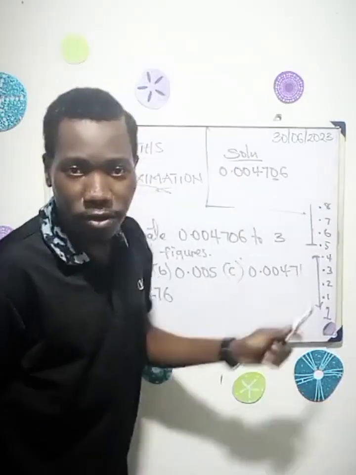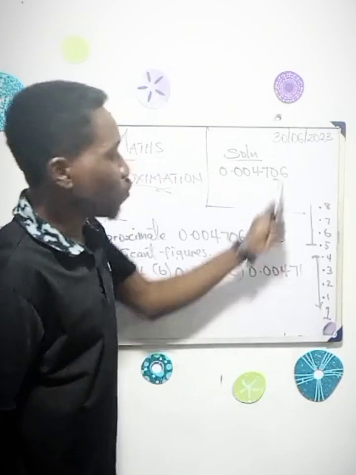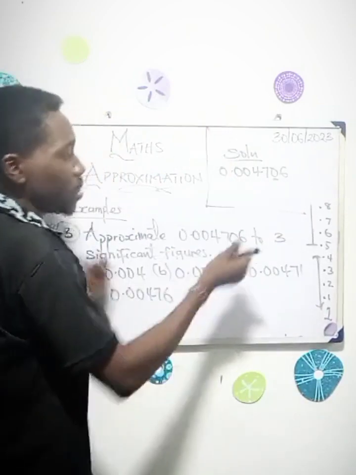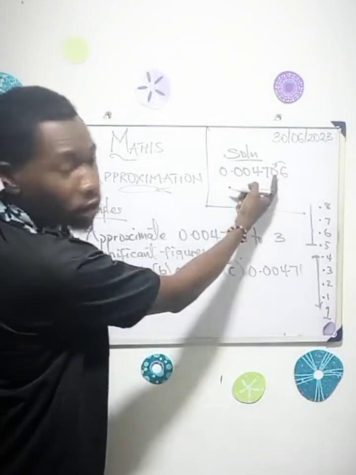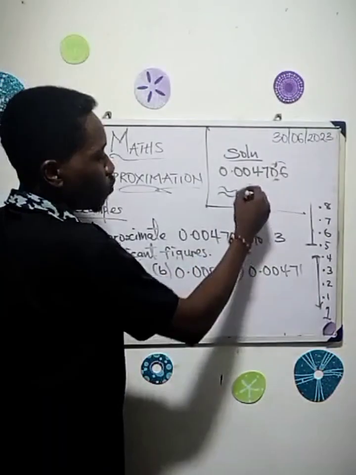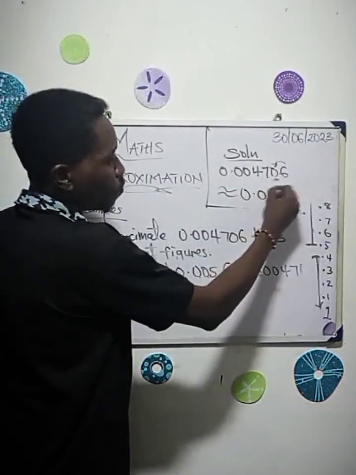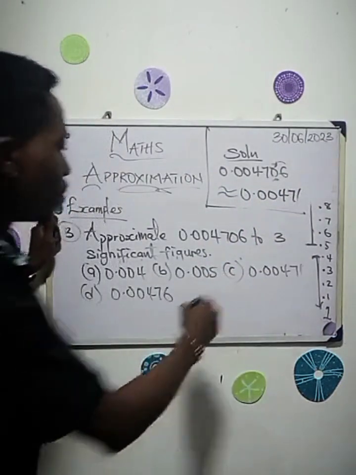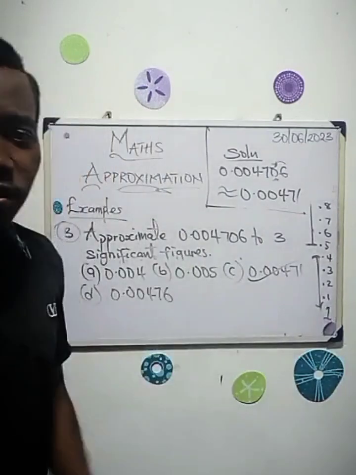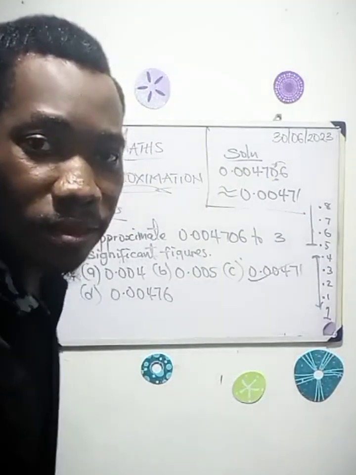From 5 upwards we round up, 4 downwards we round down. So in this case, we are going to round up, meaning that we're going to add 1 here. 0 plus 1 is 1. So this is approximately equal to 0.00471. And that's the answer. So C, correct answer.